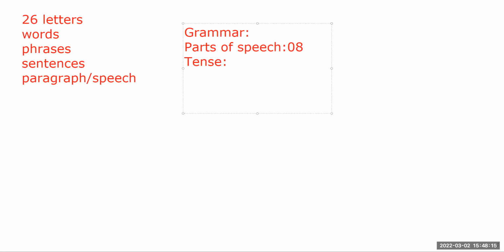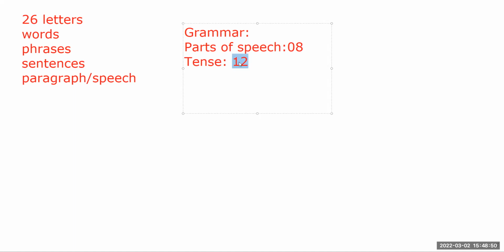You all need to understand how a particular tense is used in a particular form. For example, simple present tense, simple past tense, simple future tense, present continuous, present perfect, past continuous, past perfect. So how many types of tense are there? 12 types of tense. Just try to know how you can use them, how you make sentences in these 12 types of tenses. And every day you just go for one tense.